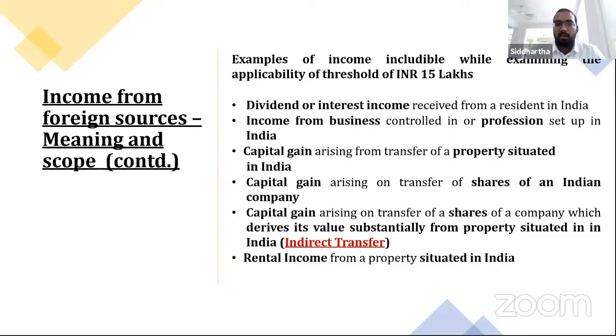The next point is income from a business controlled in or profession set up in India. Being a non-resident, if you have any business or profession set up in India and you earn income through that business or profession, that would be included within the threshold, as a part of total income other than foreign source. Next point is capital gain arising from transfer of property situated in India. Next point is capital gain arising from transfer of shares of an Indian company.